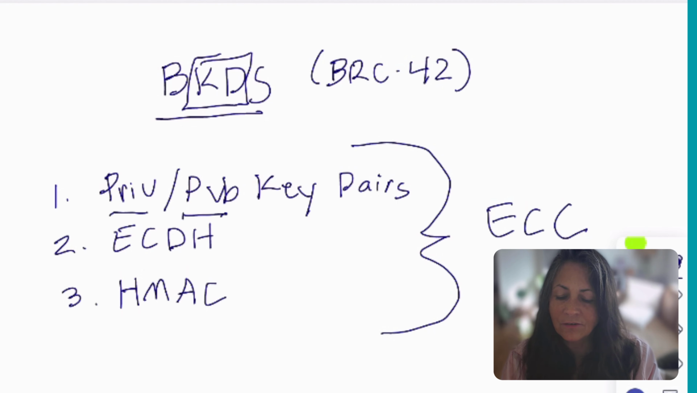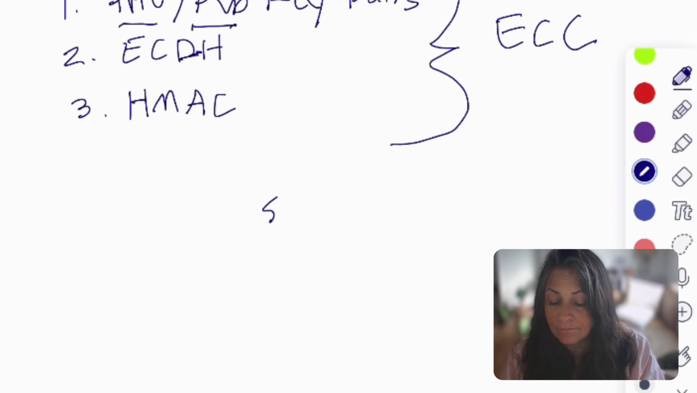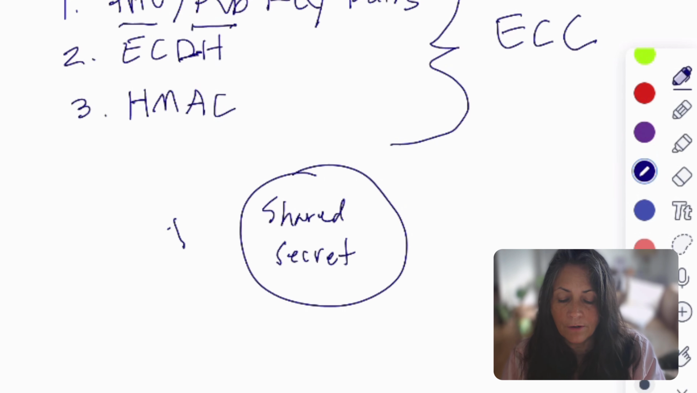So ECDH is the next thing, and that is elliptic curve Diffie-Hellman. This is a way to derive a shared secret with another party. So you've got party one and party two, without either knowing each other's private key. Together, you can each give each other your public key, and you derive the exact same shared secret. That's the simple way to talk about ECDH.